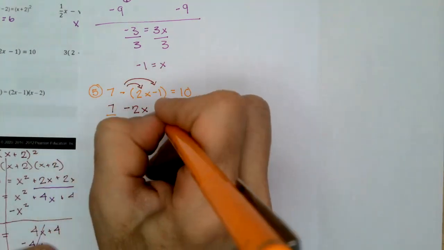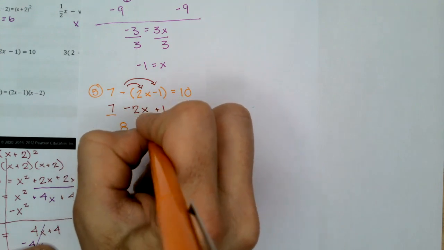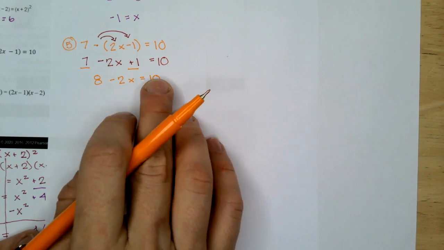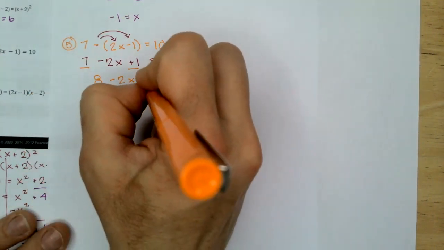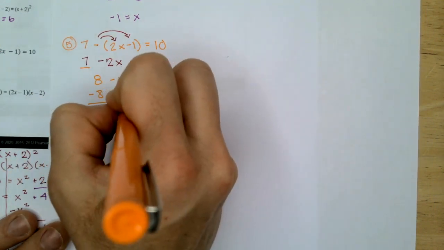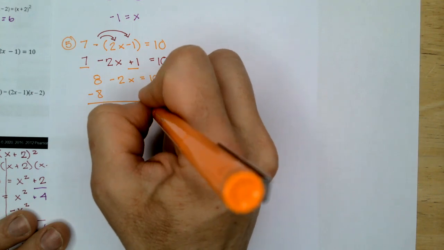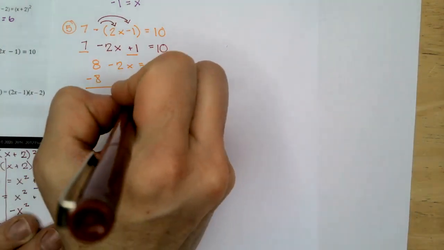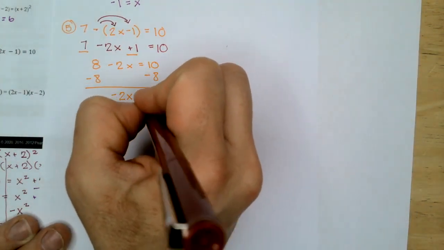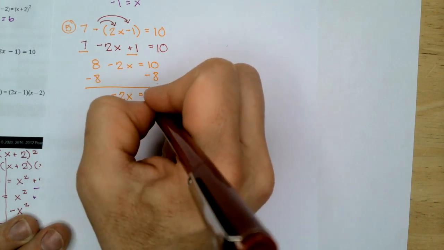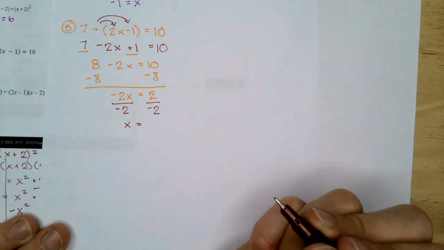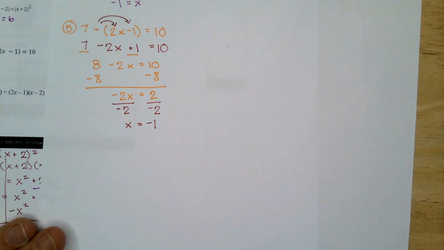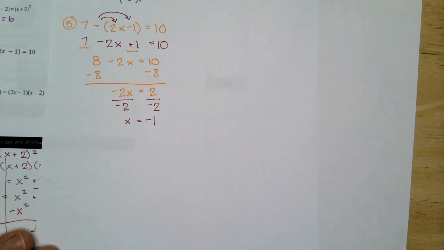Now combine like terms. 7 and 1 is 8. 8 minus 2x is 10. The constant is already alone over here, so I'm just going to move the 8 over there. There's fewer steps, but it does make my variable a negative. That's okay. It's being multiplied by -2, so I'm going to divide it by -2. X is 2 divided by -2. 2 divided by 2 is 1, right? But a positive divided by a negative is a negative, so x is -1 again. Both 4 and 5, the answer was x is -1.